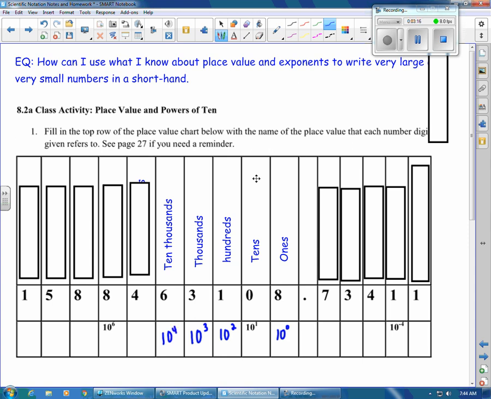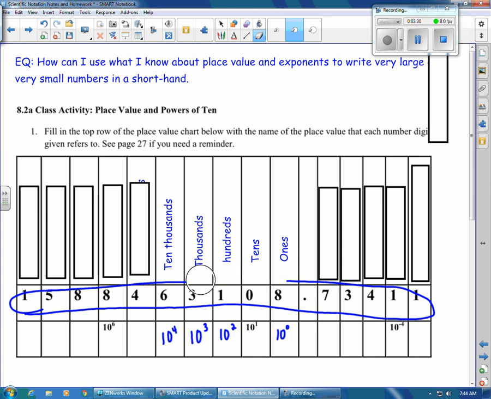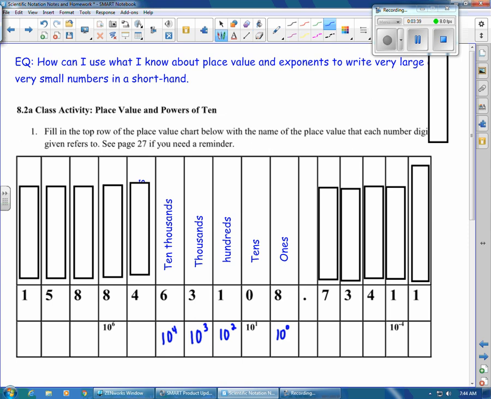For the time being, don't worry about this row right here, the row of numbers. I'm pointing at it, and I can see that you can't see that. But this row of numbers, for the time being, don't worry about those. We're going to use those in a few minutes when we get done naming all of our place values and putting in the appropriate powers of 10.